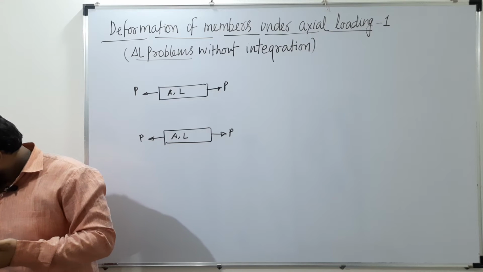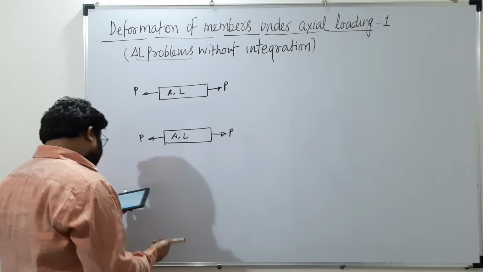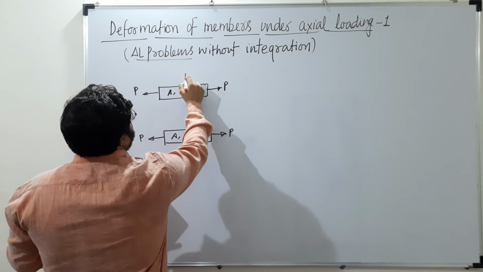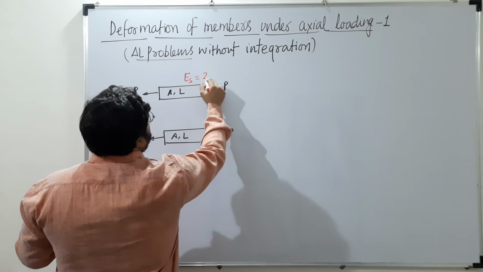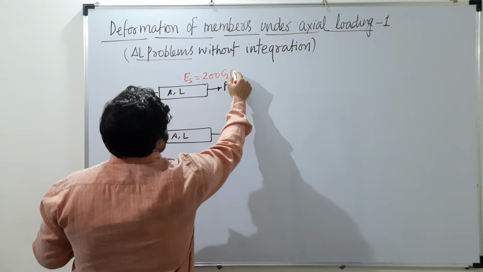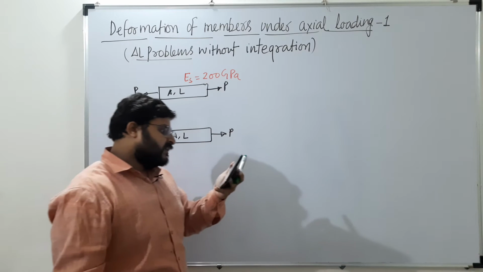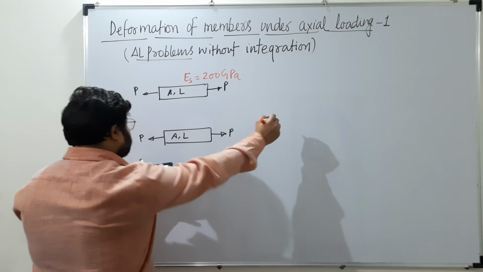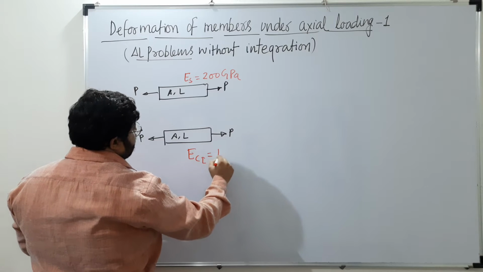So now what they have given, one of the rods is made up of mild steel. So let us take this is mild steel. The modulus of elasticity for this steel will be 200 gigapascal. It is given here. The other rod is made up of cast iron having the modulus of elasticity of 100 gigapascal. So here this is cast iron, that is equal to 100 gigapascal.